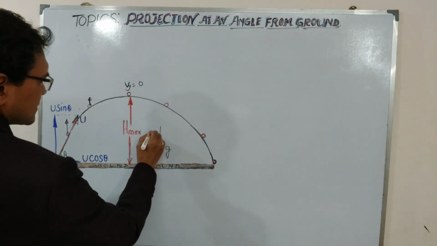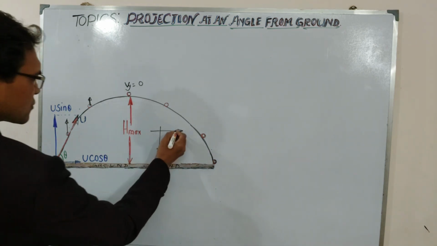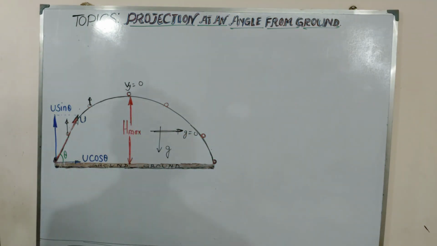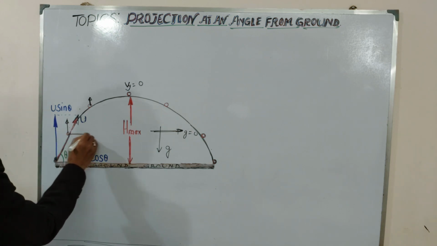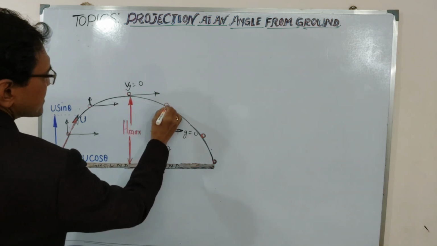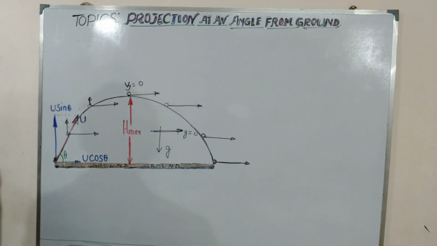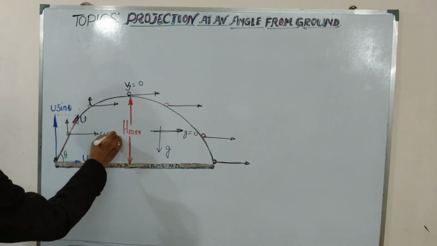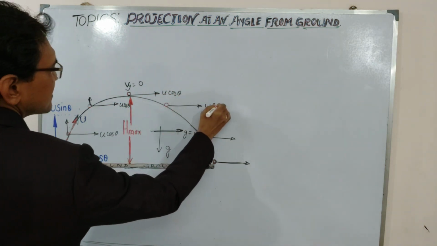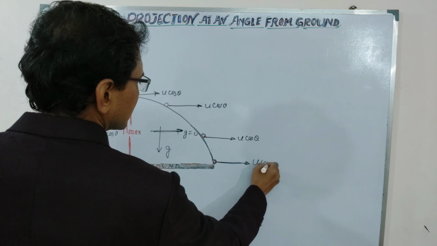But along the horizontal direction there is no component of acceleration due to gravity, so here g equal to 0. Along the horizontal direction there is no acceleration, so the velocity along the horizontal direction remains the same at all points. So here u cos theta, here also u cos theta, u cos theta, u cos theta at every point.